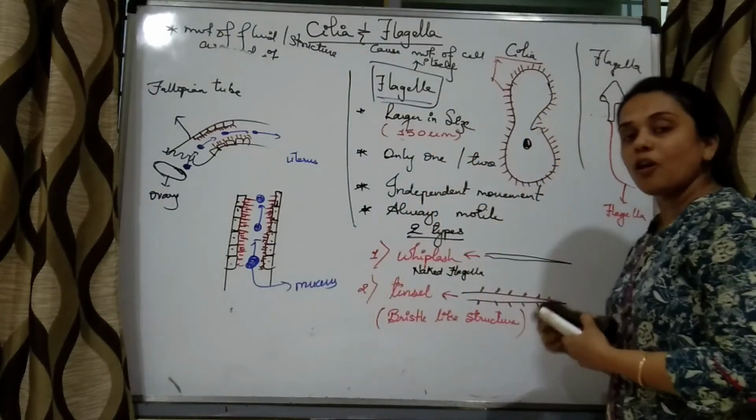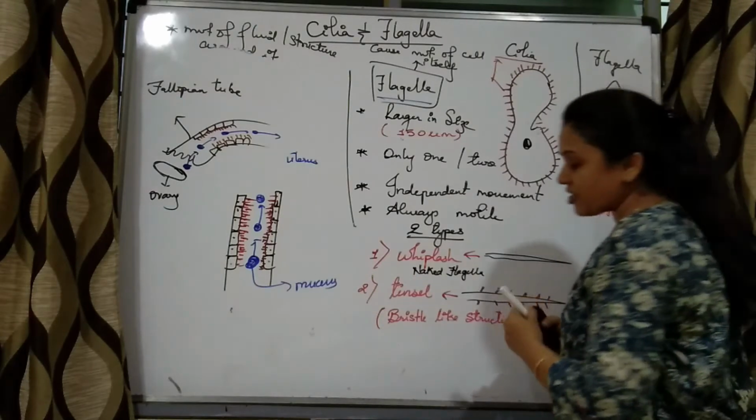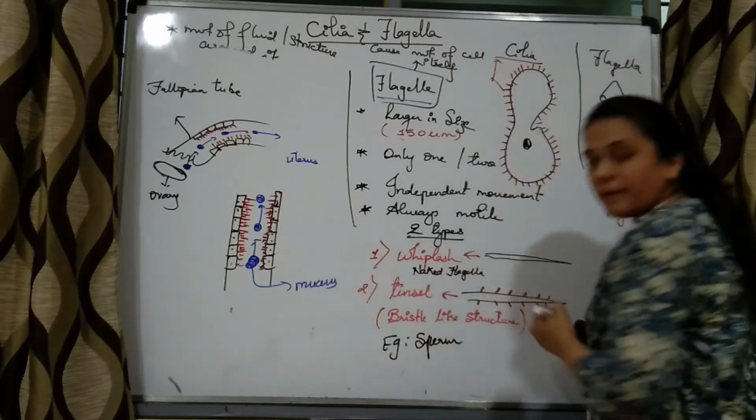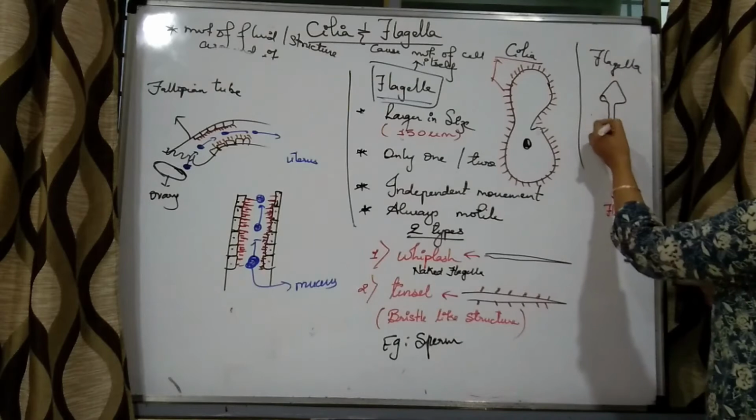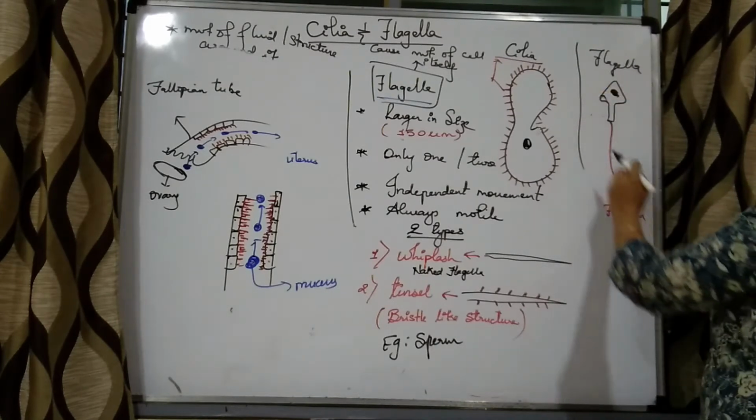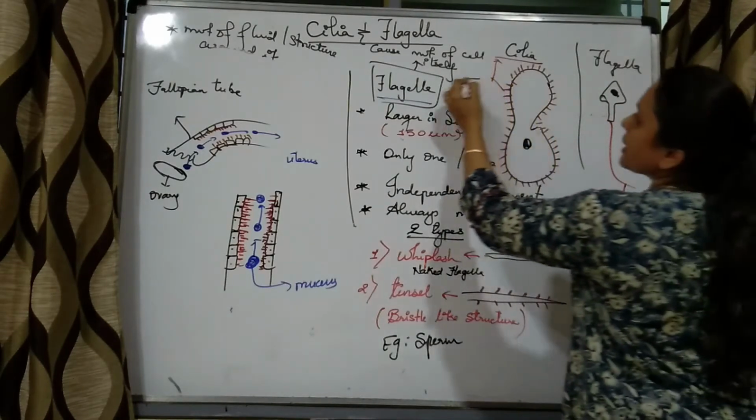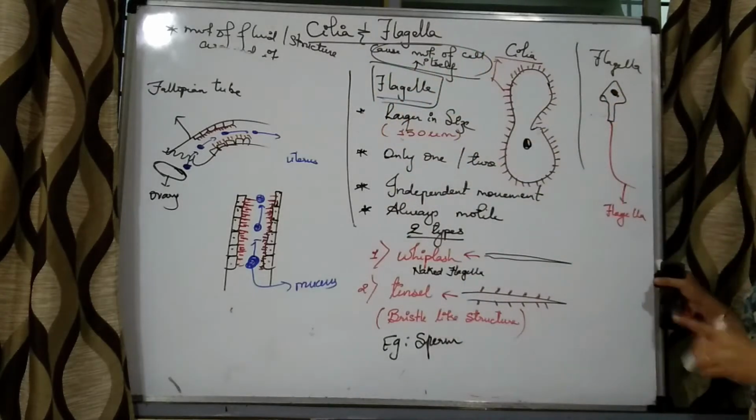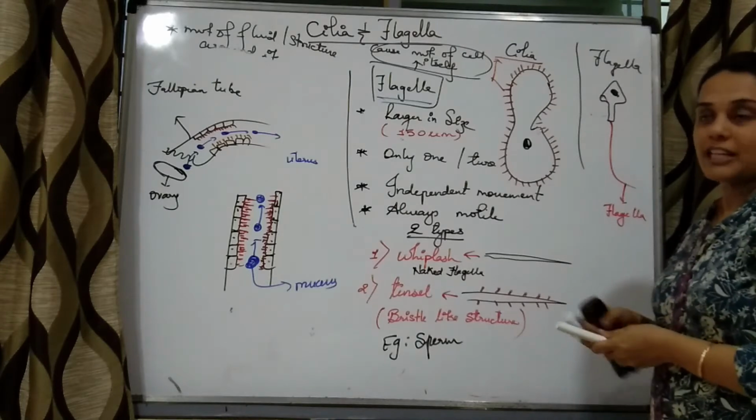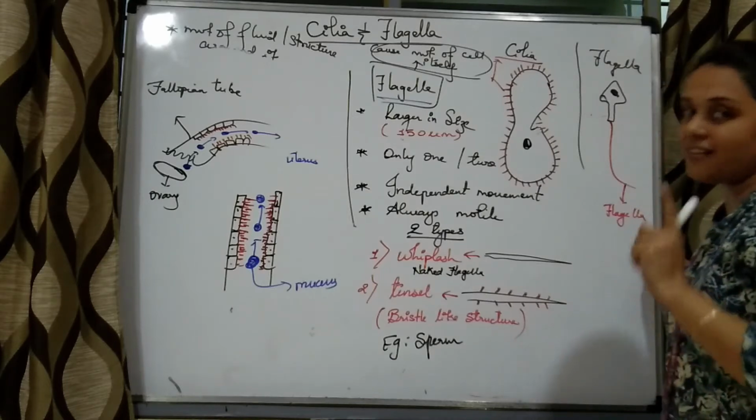Flagella is involved in the movement of the cell itself, right? Say for example, where is flagella present? Example, sperm. Sperm have flagella. So this flagellum of the sperm, say this is the nucleus of the sperm, is involved in the movement of the sperm itself. So it is involved in the movement of the cell itself. Cilia causes the movement of the structure around it, whereas flagella is involved in the movement of the cell itself.